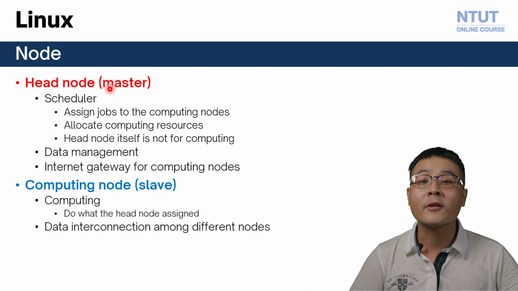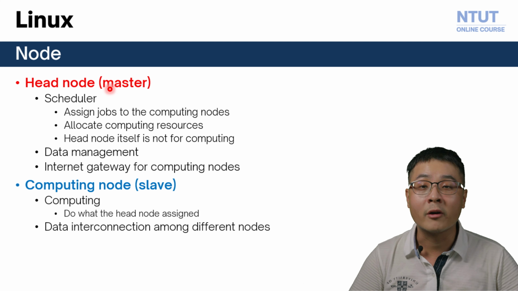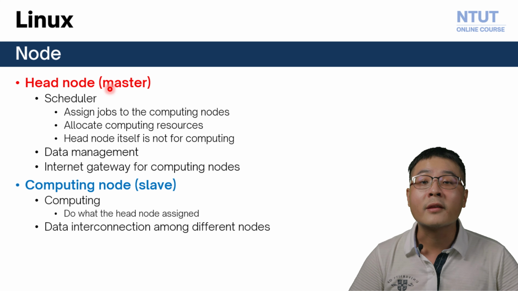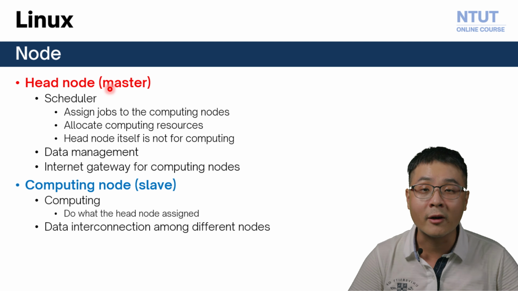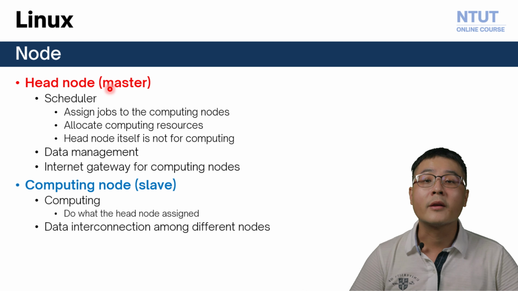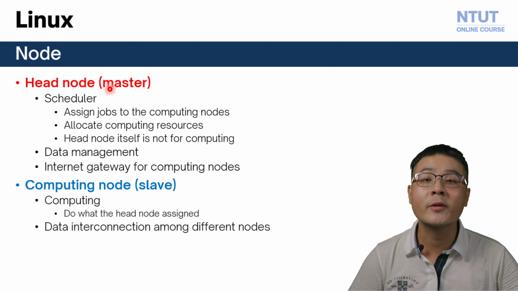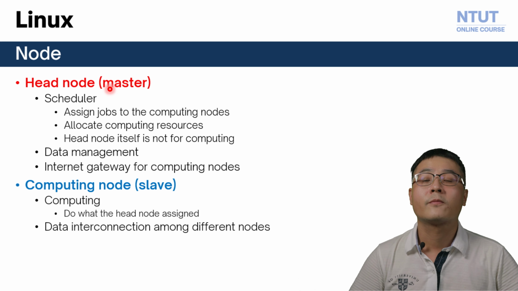Moreover, the head node will be used as a manager of your data, and it will be treated as an internet gateway for the computing nodes, which means the head node is directly connected to the internet, whereas the computing nodes, as will be introduced later, will not connect to the internet directly.